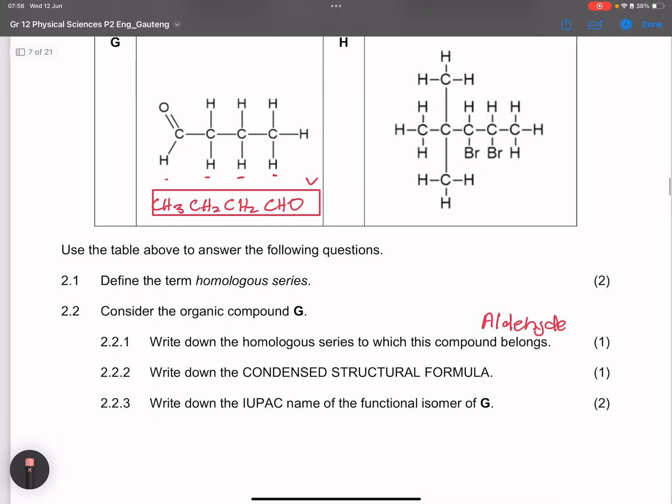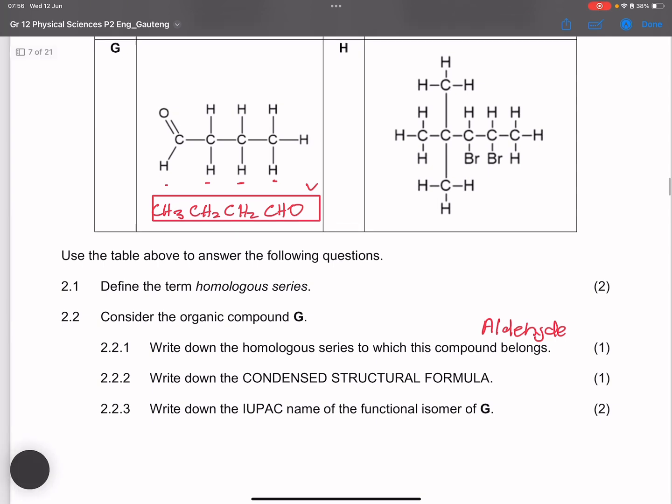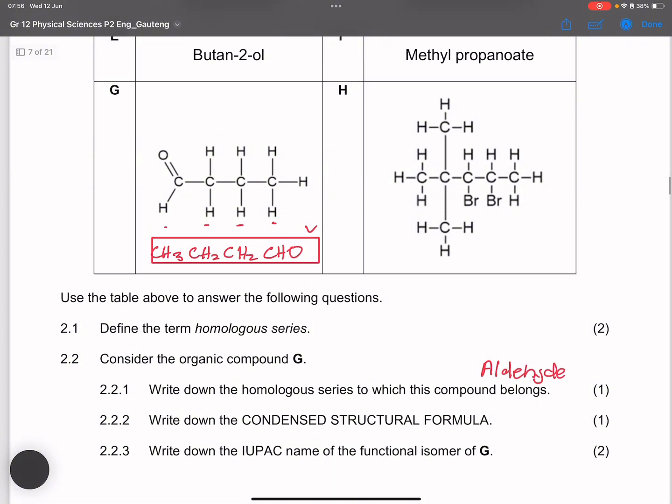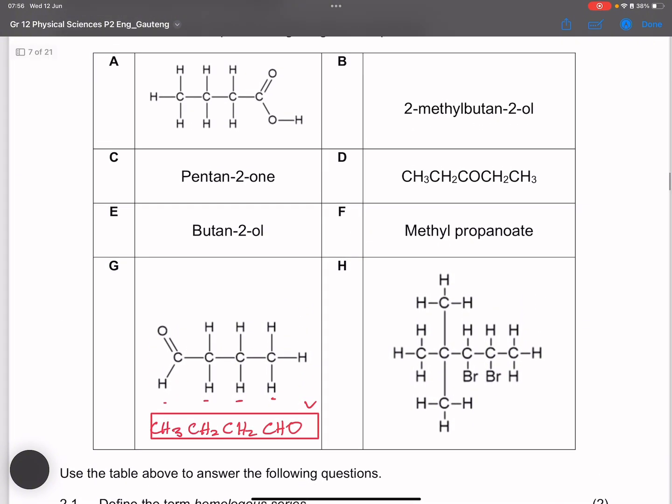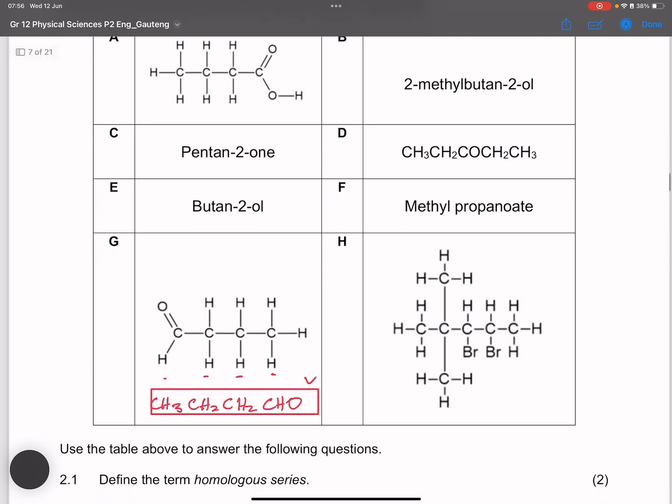They say write down the IUPAC name of the functional isomer of G. Now note that aldehydes and ketones are functional isomers of each other. So let's find a ketone there. Okay, and it must be a ketone with 4 carbons. Which one is it? So that would be penta. Okay, so no, that can't be pentan-1-one.